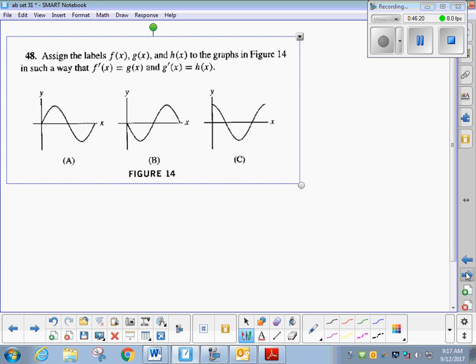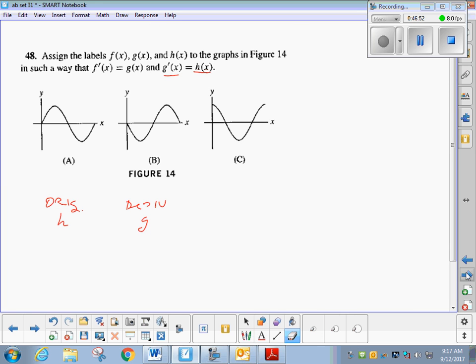Okay, based on what I'm seeing, the original is h, and g is the derivative. The first derivative is g, and then the derivative of that, is that right? G's derivative, f prime, is... so if I took the derivative of d, wait a second, that's not right. See, I have the same issue again. Doggone it.